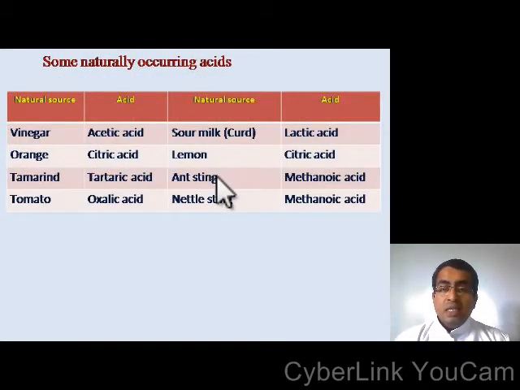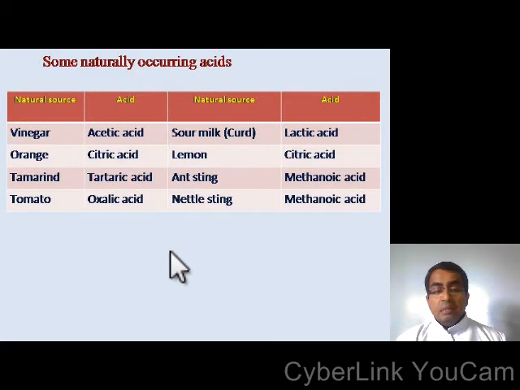Let us see some naturally occurring acids. So natural source, vinegar, the acid is acetic acid. In the orange, citric acid. Tamarind, tartaric acid. Tomato contains oxalic acid. Sour milk or curd contains lactic acid. Lemon contains citric acid. Ant sting contains methanoic acid. And nettle sting contains methanoic acid.